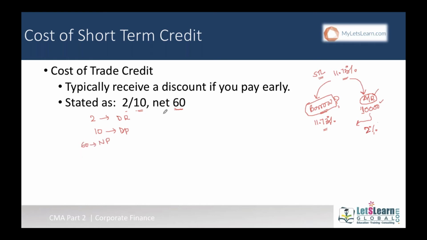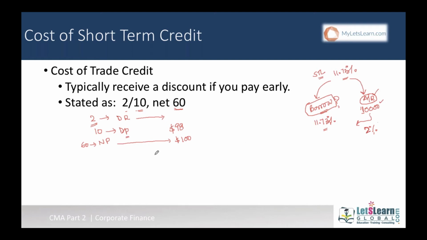So you can pay me in 60 days without any discount benefit. So if he pays this amount within the discount period, he will pay only $98 for every $100. But if he pays any amount between the 11th day and 60th day, he will pay me $100. Now, based on this, we need to calculate the cost of giving the discount, whether we should borrow from a financial institution or we should give him the discount.